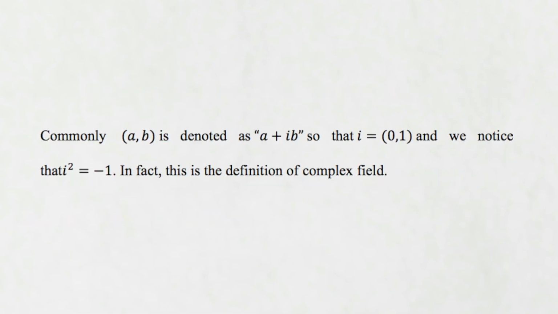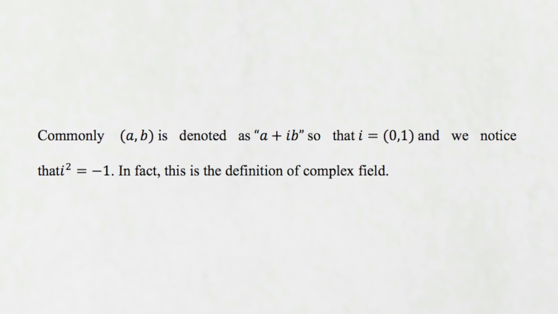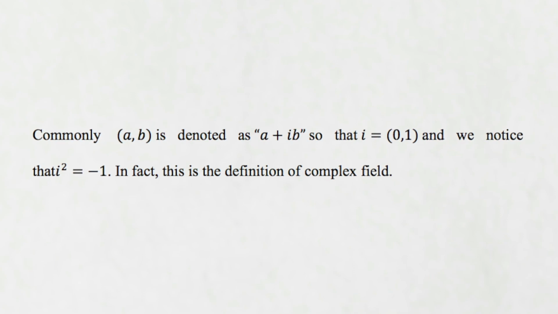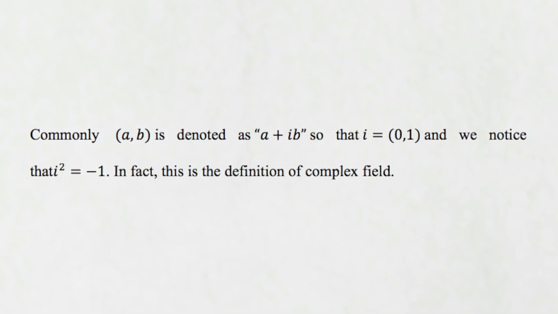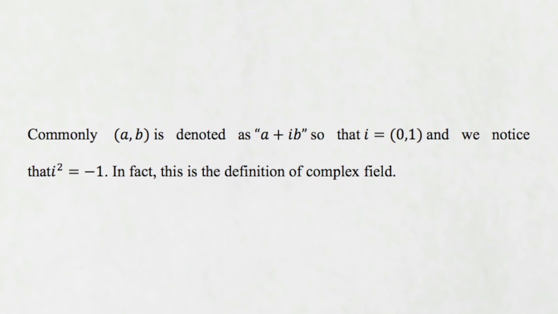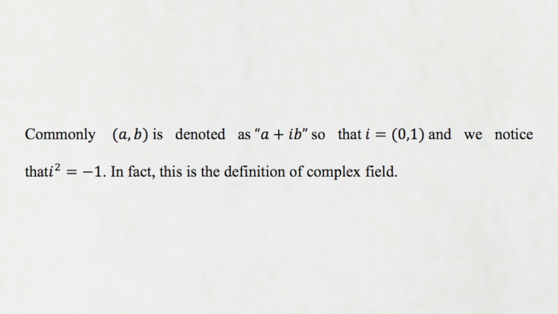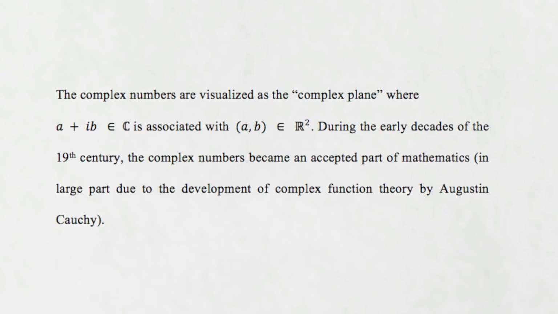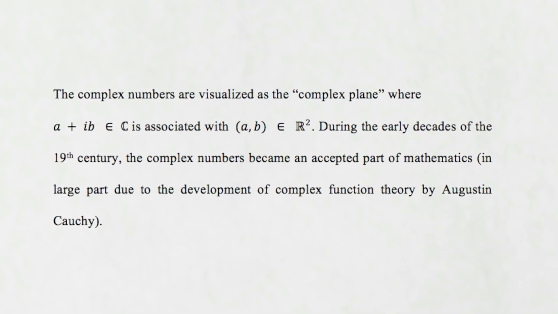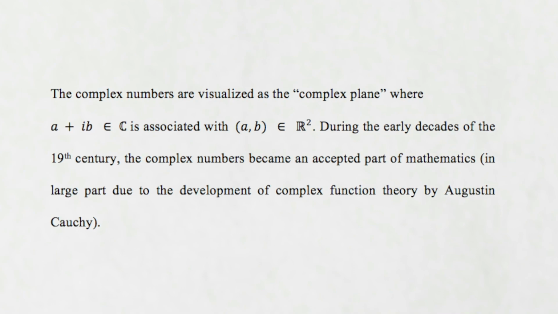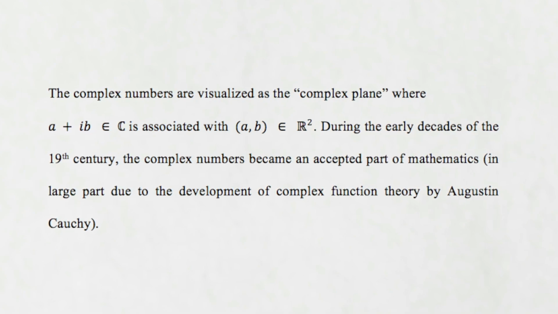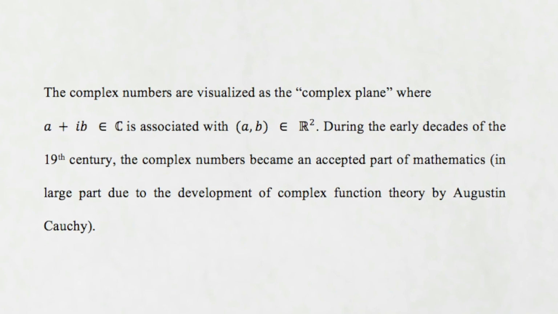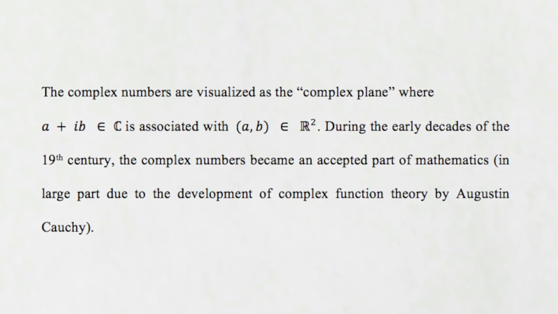Commonly, the ordered pair (a, b) is denoted as a plus ib, so that i is the ordered pair (0, 1), and we notice that i squared is equal to minus 1. In fact, this is the definition of the complex field. The complex numbers are visualized as a complex plane, where the complex number a plus ib belonging to C is associated with the ordered pair (a, b) belonging to R squared.